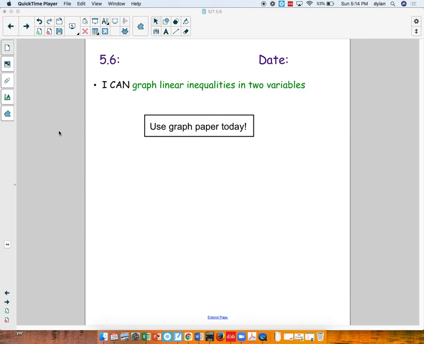Today we're going to begin looking at graphing linear inequalities, which we're going to look at for the next couple sections. Today you'll want to use graph paper for your notes, so make sure that you take a moment to pause the video, get a piece of graph paper, and set up your note sheet with the section, the date, and the I can statement, and then go ahead and resume your video.